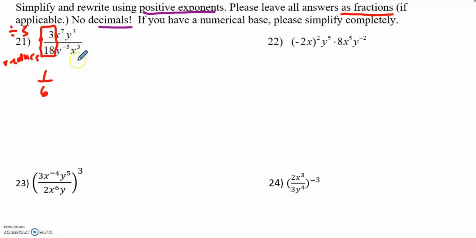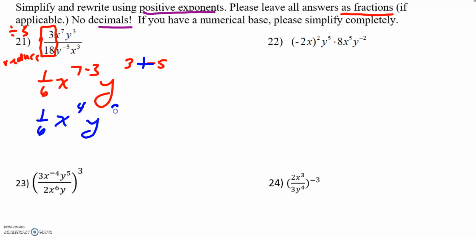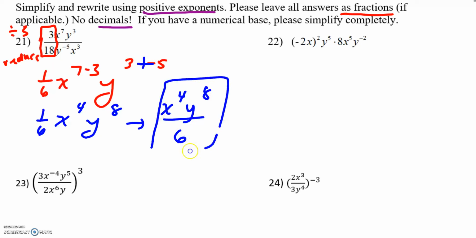Now, I have the like bases of x, and I subtract the exponents. So it would be x to the 7 minus 3 power, and y to the 3 minus negative 5 power, which really ends up being a plus. Now remember, when you do the subtraction rule, everything ends up in the numerator again. So right now you have 1/6, x to the 4th power, y to the 8th power. I do not see any negative exponents, so we're going to leave everything where it is, and I'm going to write my answer a little bit more simply, x to the 4th, y to the 8th, all over 6. And yes, the 1 is still technically in front, but we don't need it anymore.